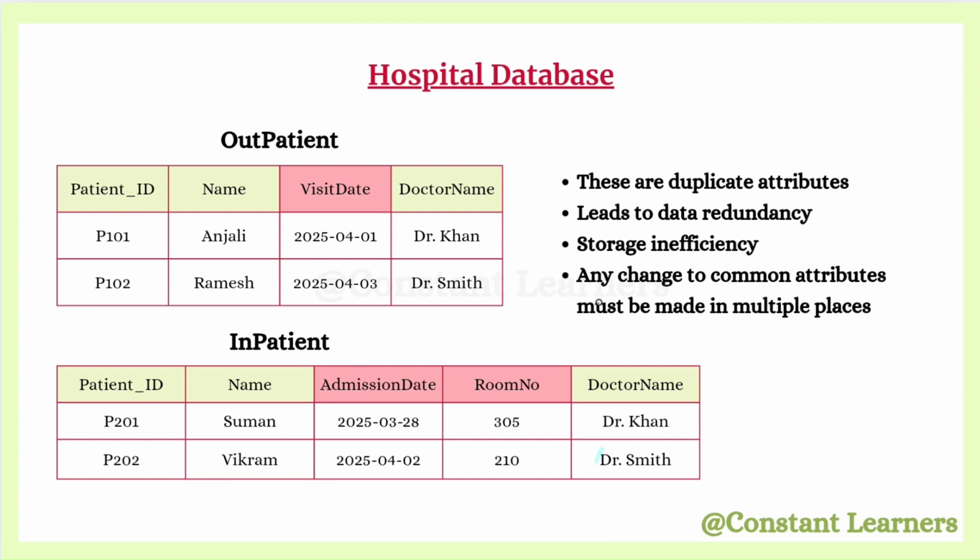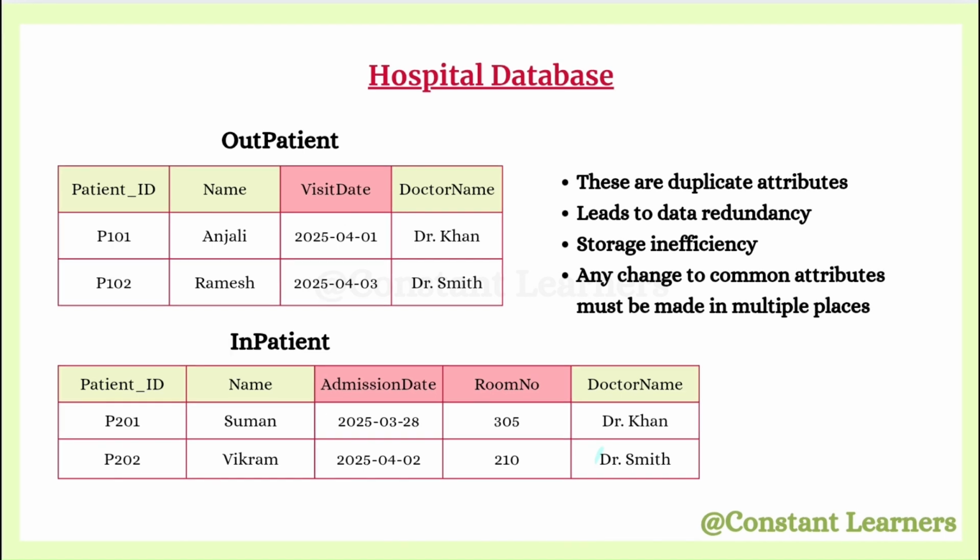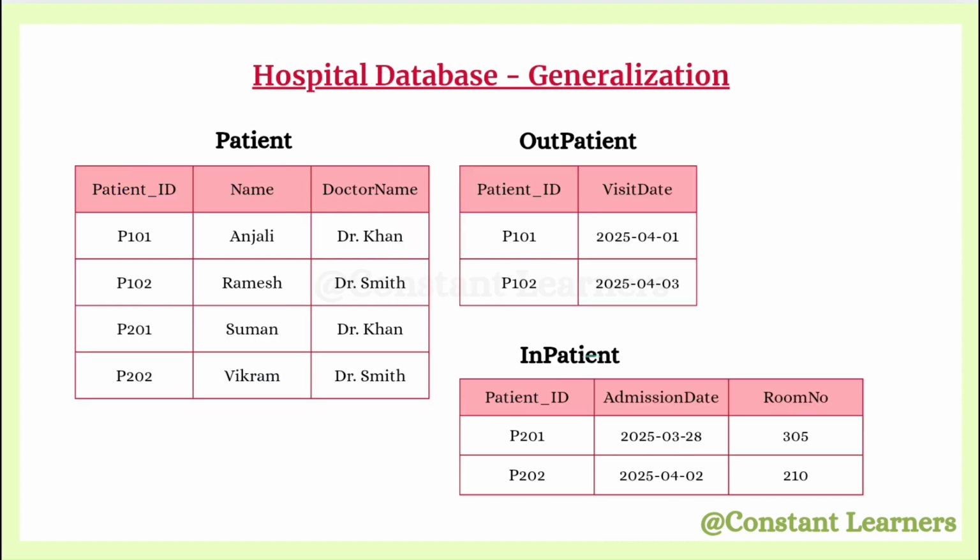This leads to maintenance nightmares. Every schema change means updating multiple tables, increasing the chances of errors. Alright, this isn't just an academic example. Inefficient hospital databases literally cost lives when doctors can't access patient information quickly. This is where generalization saves the day.